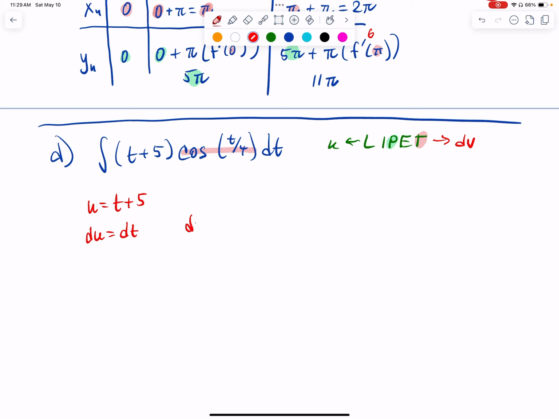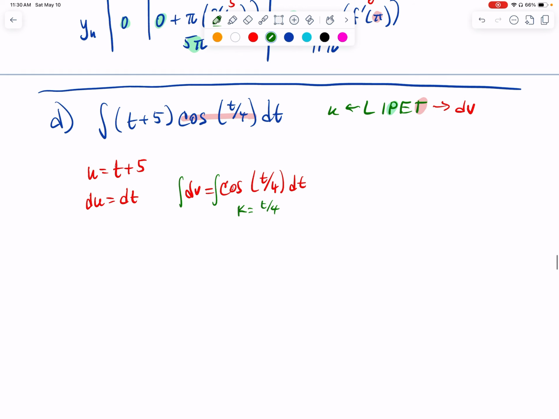And then our dv is equal to cosine of t over 4 dt. And now I'm going to have to integrate this guy. And this is the u substitution part, but I already have a u here. That's kind of confusing. I'll just choose a k. So k is equal to t over 4, the internal part of your composite function, and dk is equal to a fourth dt.